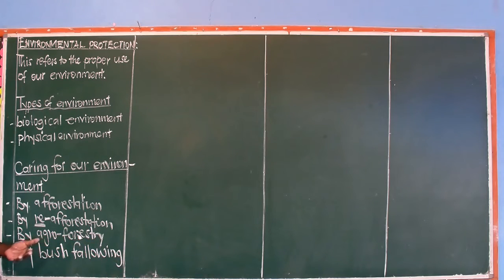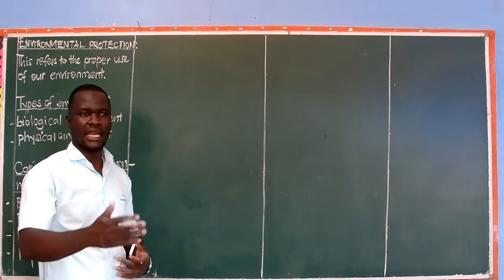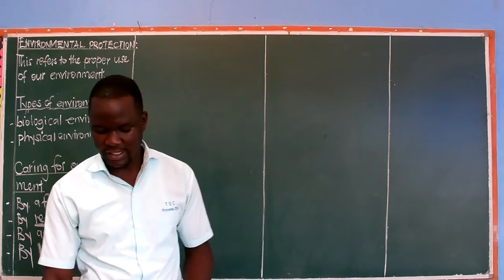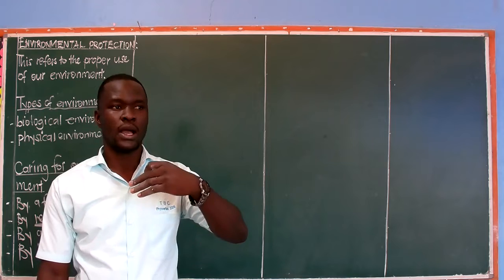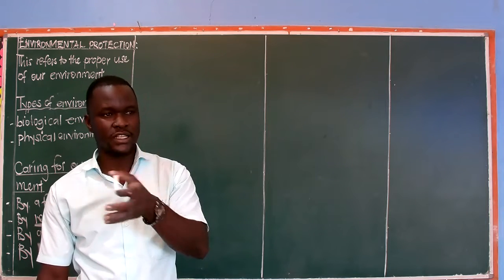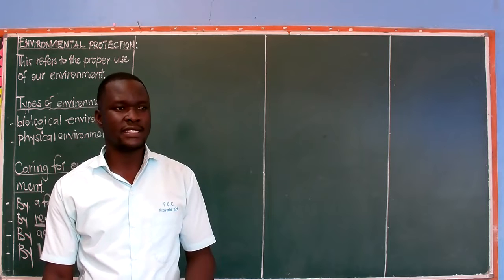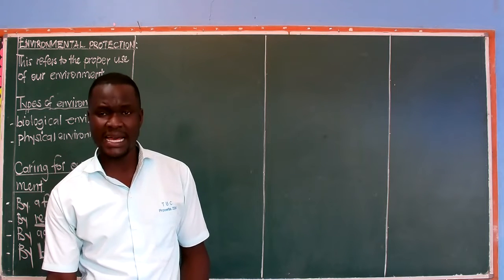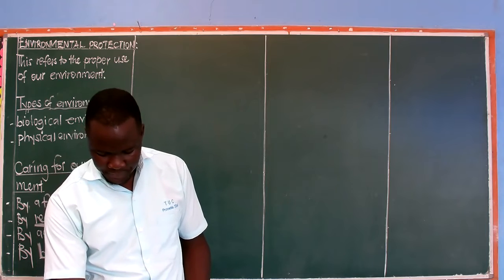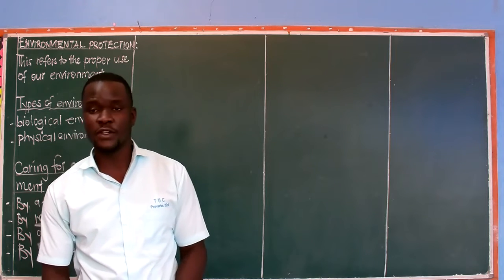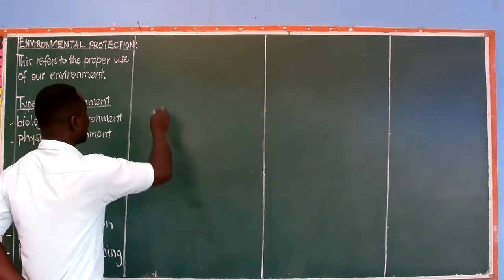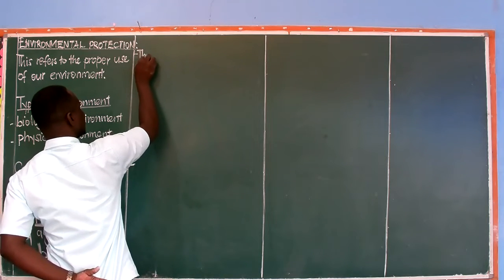Next we have agroforestry, which we define as the planting of trees together with crops on the same piece of land. And finally we have bush fallowing, which simply means allowing land to rest, giving land a period to rest. Of course, this will help the land to regain its nutrients, to regain its fertility. And this is how we can care for land. Remember, land is part of the environment. We have alternative use of energy, which can be another way of caring for the environment.